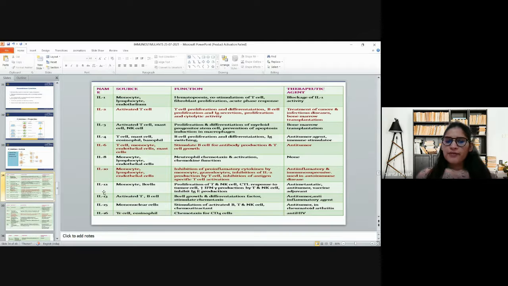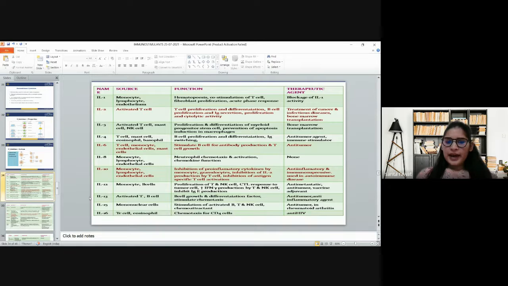Then next we have IL-12. The source is monocytes and B cells. Its function includes proliferation of T and NK cell, CTL response to tumor cells, increased IFN gamma production by T and NK cell, inhibiting IgE production. The therapeutic use includes anti-metastatic, anti-tumor, and vaccine adjuvant.